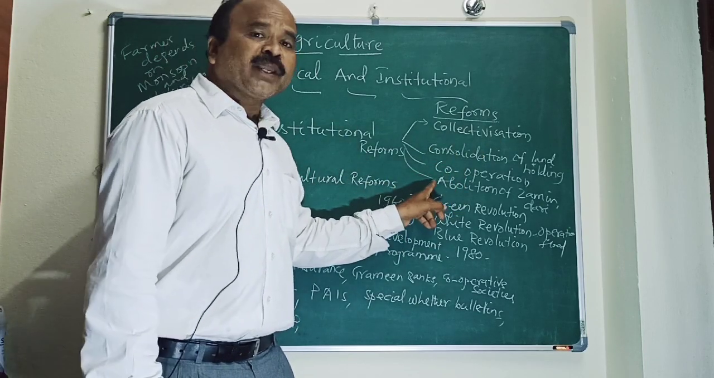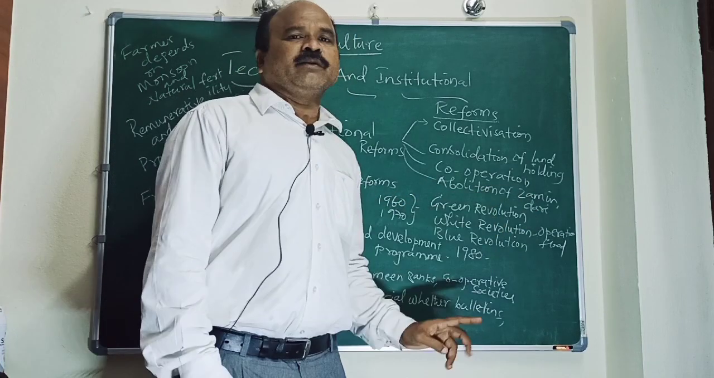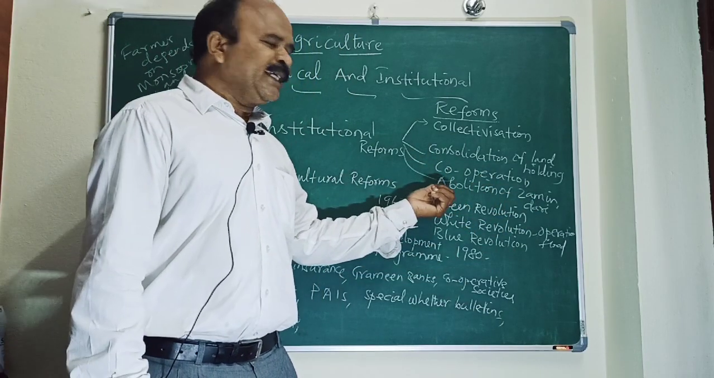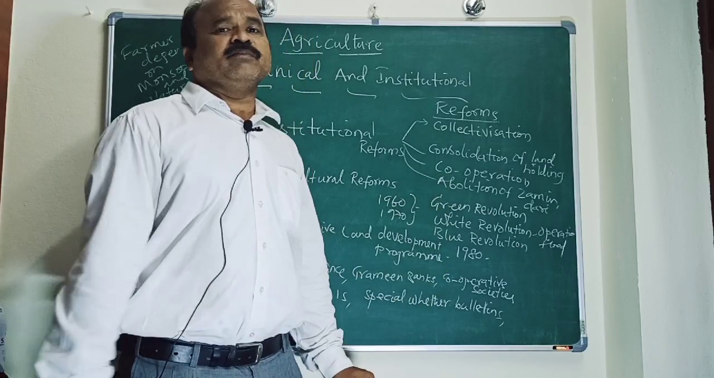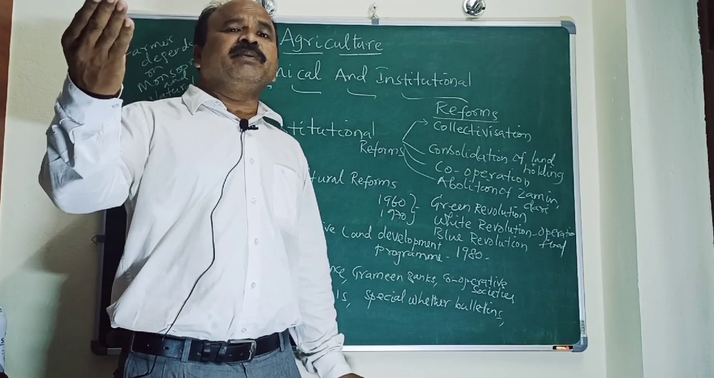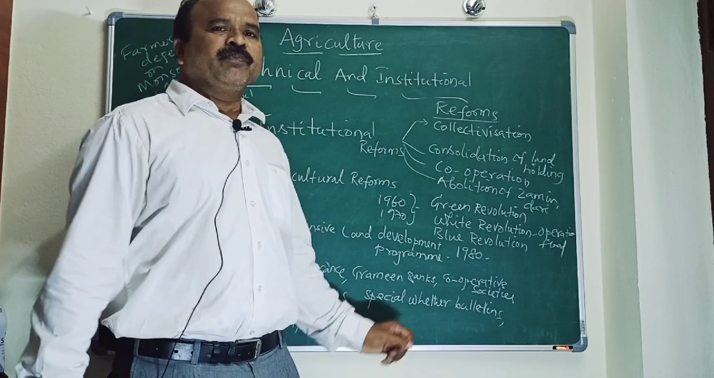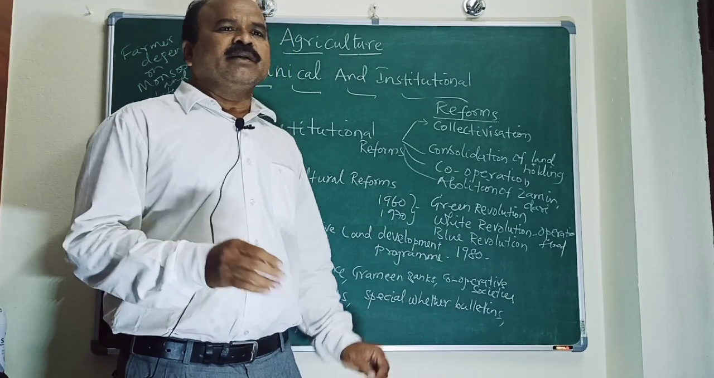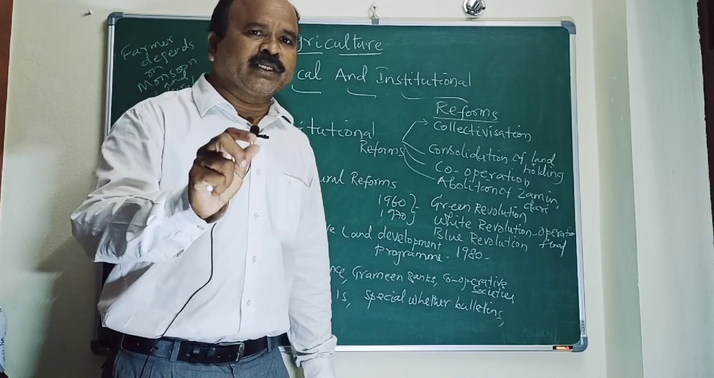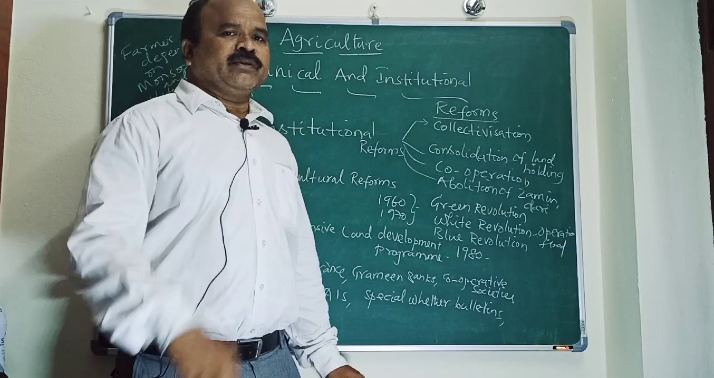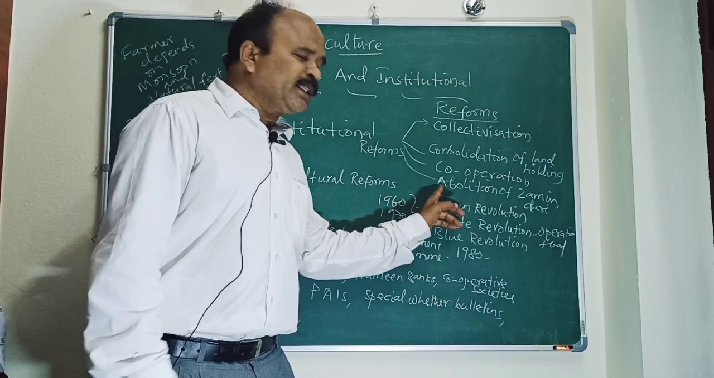And the last one, abolition of the Zamindari system. Before independence in India we had the Zamindari system. Zamindars were the big landlords. They used to have thousands of acres under their ownership, and all the other people in the villages were just working as laborers or serfs. So this is called the Zamindari system.